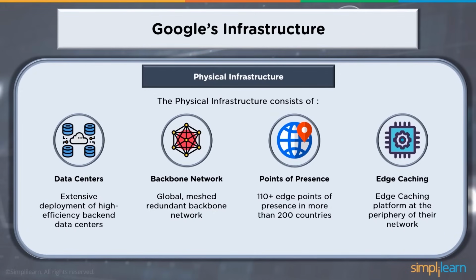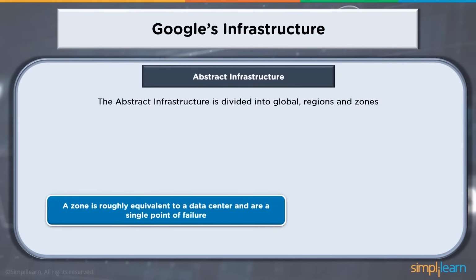Now there is much more to it rather than just these four points. When we talk about abstract infrastructure, that is divided into global, regions, and zones.